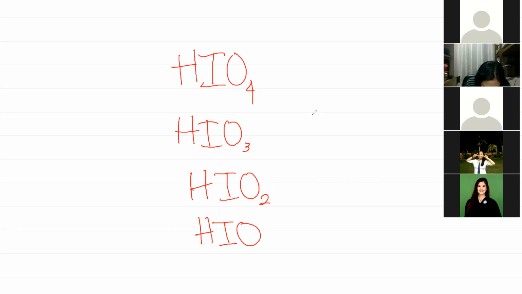Hanapin nyo sa index card. Ang una nyong hanapin yung nag-end sa -ate para mas madali, kasi lahat sila may acid na dyan due to the presence of the hydrogen. May acid talaga yan sa pangalan nila.